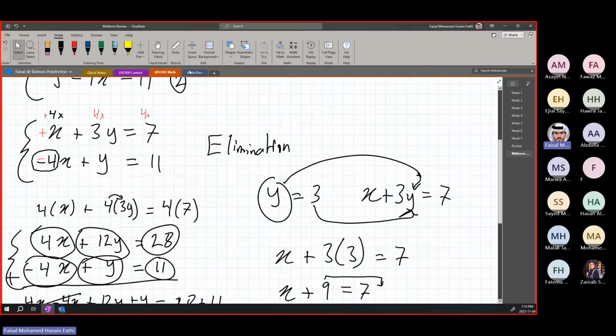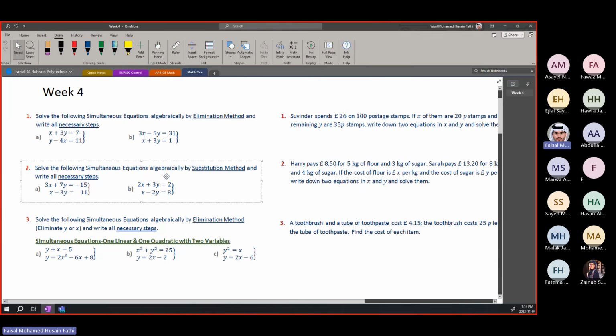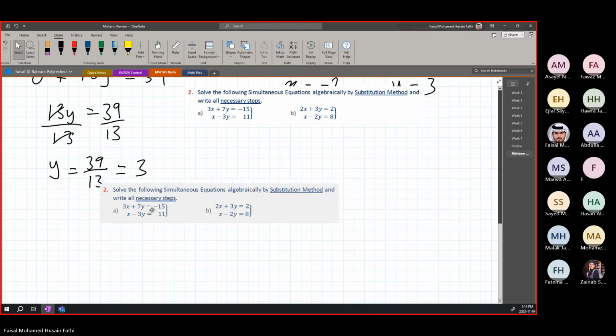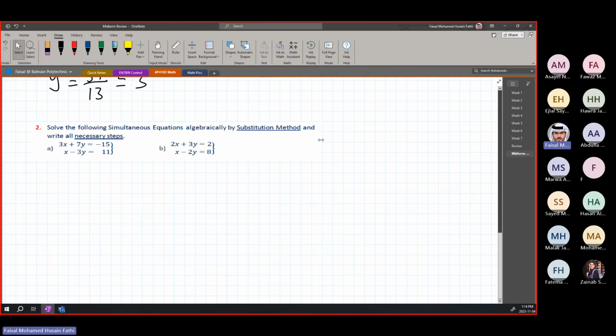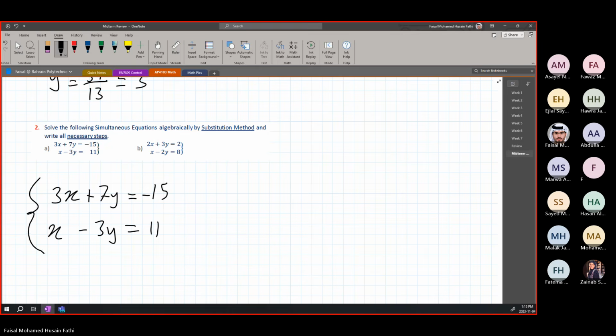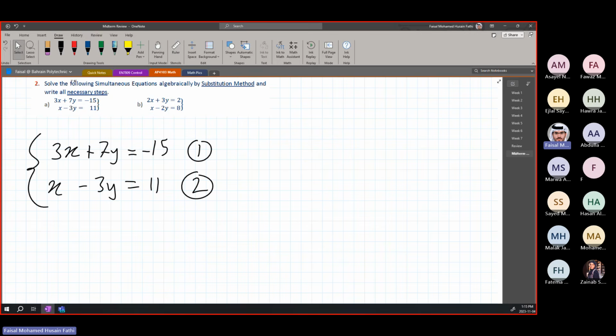Moving on to substitution. If we do the substitution method, let's just do the first one real quick. 3x plus 7y is equal to minus 15. And x minus 3y is equal to 11. Equation 1, equation 2. The idea here is, again, we want to substitute. So this is substitution. Substitution method.